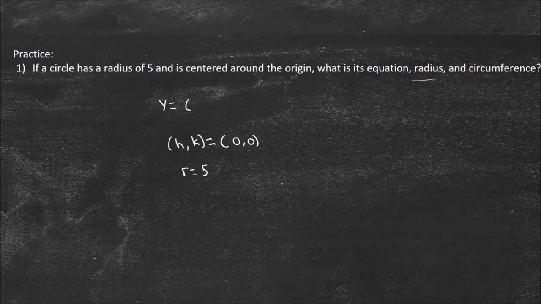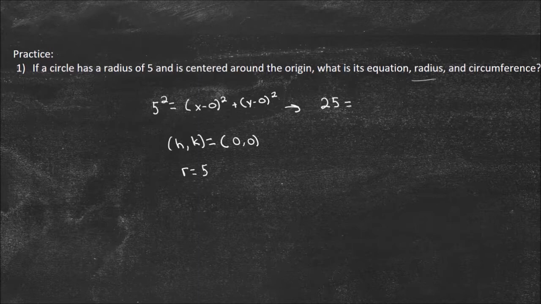It's going to be x minus 0 squared plus y minus 0 squared. And we don't want to say equals y because we want to set it equal to r squared. And well, what is r squared? Well, it's 5 squared. So let me rewrite this over here. x squared plus y squared equals 25, because that's 5 squared. Instead of x minus 0 squared, I can just say x squared, right? That is the equation of the circle.